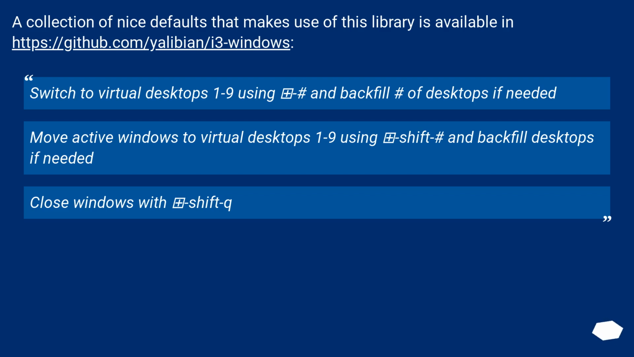Switch to virtual desktops 1 to 9 using Win plus the number, and backfill desktops if needed. Move active windows to virtual desktops 1 to 9 using Shift plus the number, and backfill desktops if needed. Close windows with Shift plus Q.